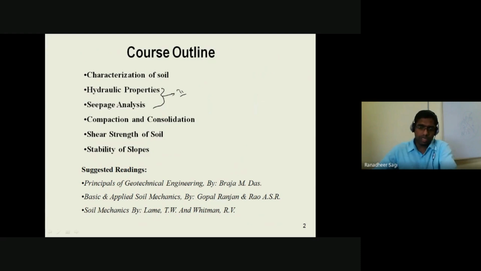And coming to your textbooks that we are going to be following for this course, one of that book, what we'll be mainly referring to is Principles of Geotechnical Engineering by B.M. Das. And the other book, what you can also refer to, is Basics and Applied Soil Mechanics by Gopal Ranjan and A.S.R. Rao. And the other book, what you can also refer to, which is a foreign author book, which is Soil Mechanics by Lamb and Whitman. These are the 3 books what you can refer to, and any of the book at your comfort, you can make use of it for this particular course.